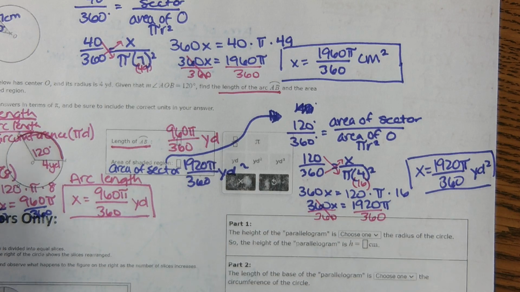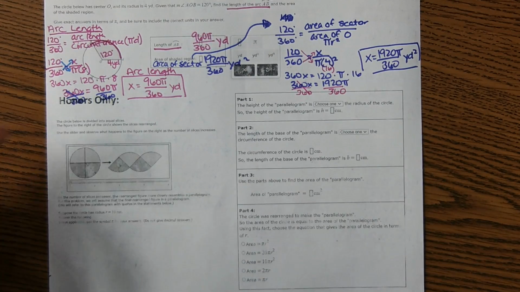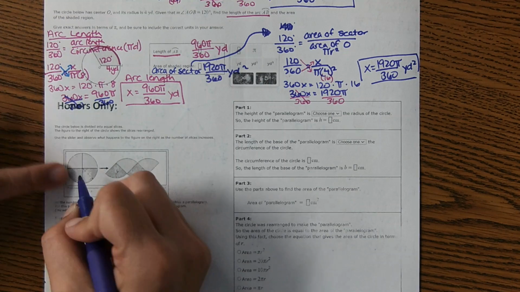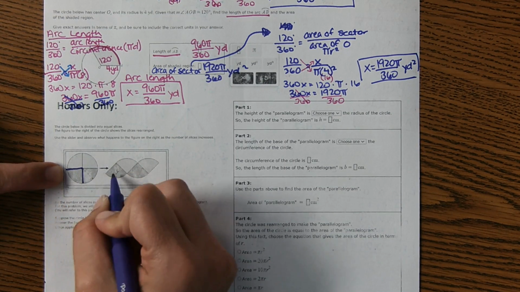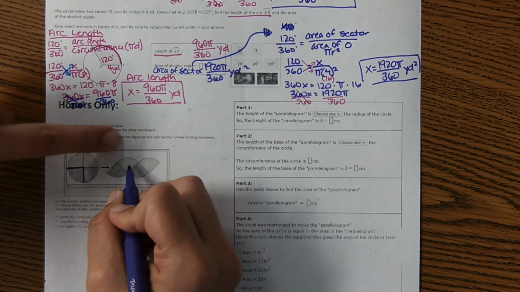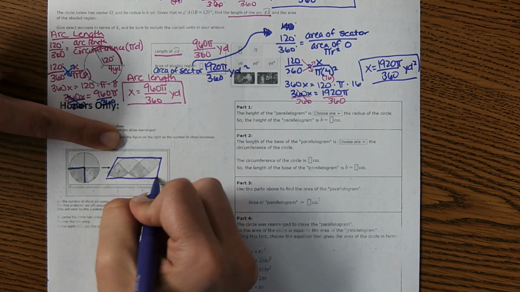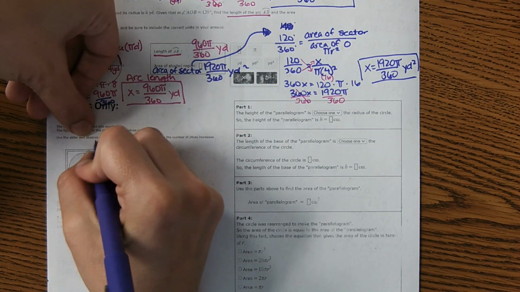Everybody got it? Last one. This one's actually not very long. It looks complicated, but it's a pretty short problem. Okay, so what they're trying to show you is that if you took a circle like this and broke it up into quarters, you could put them side by side and it would make a parallelogram. So therefore, you could actually use the equation for area of a parallelogram.